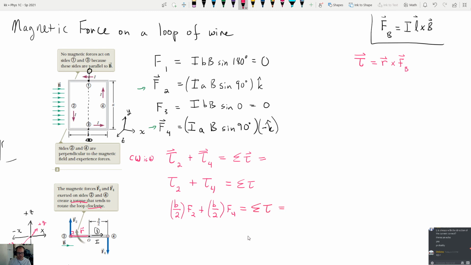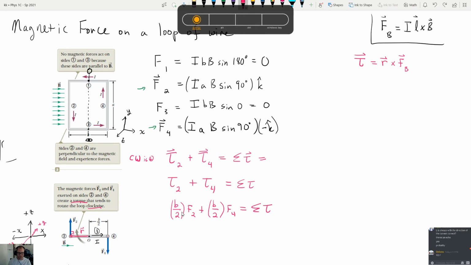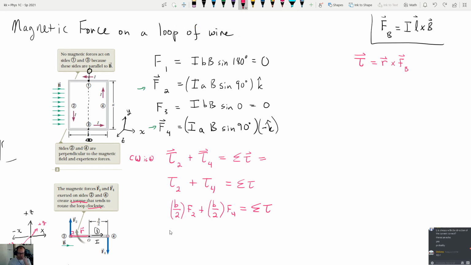We'll keep going straight down. So B over 2 times F2. And then we can plug in what F2 was. So we'll have B over 2, F2 is equal to I A B. And then torque 4, or force 4 was here, multiplied by I times A times big B. You notice that both of them are exactly the same.